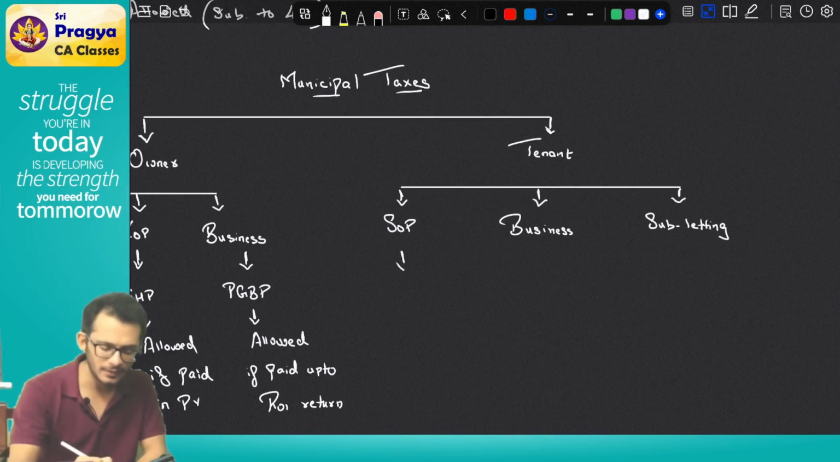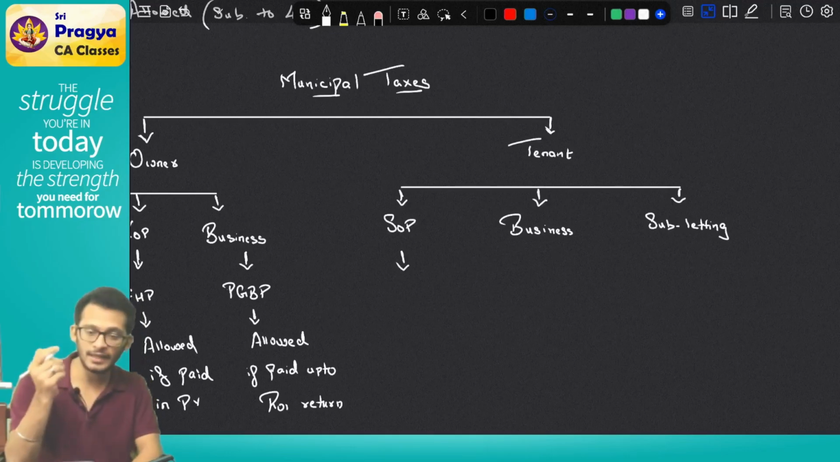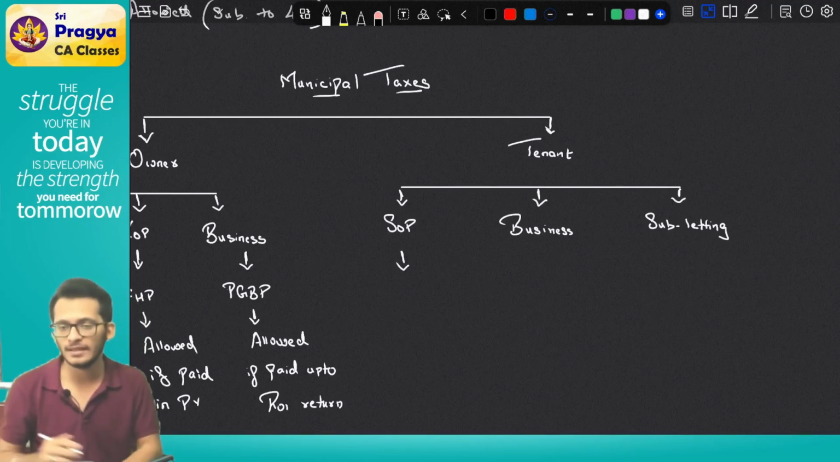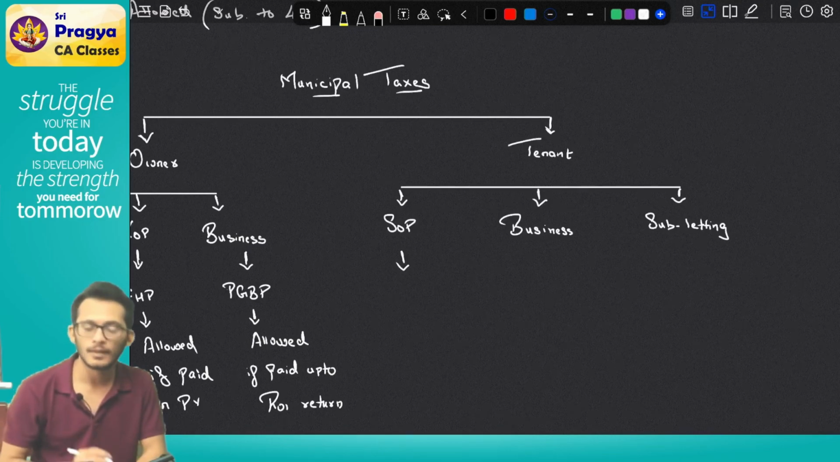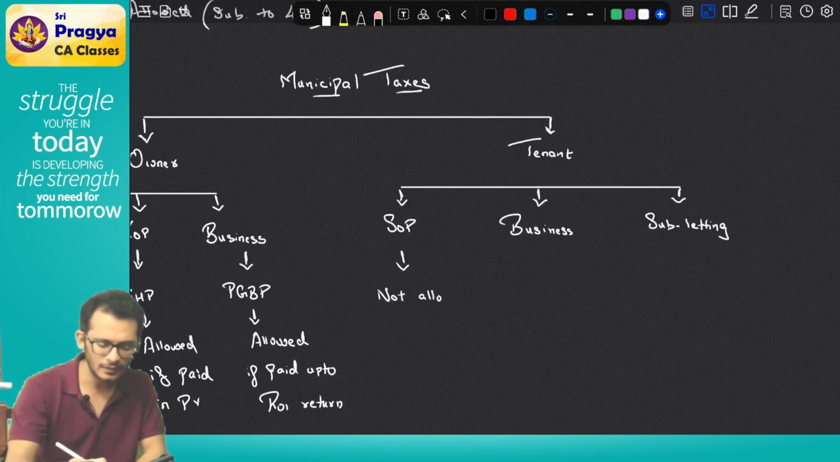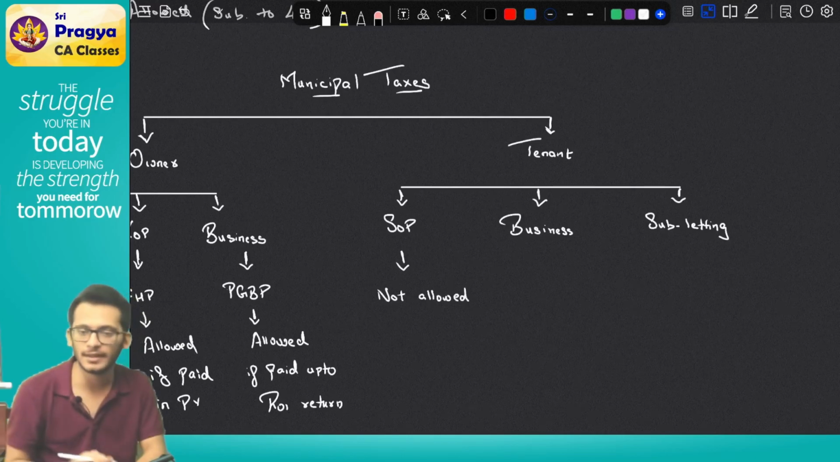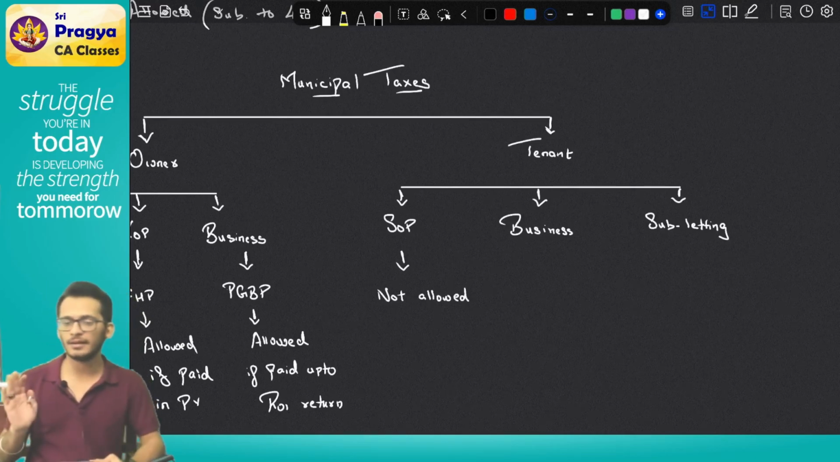SOP, what will happen? Hey Rahul, I am not the owner of the property. I have paid the money and I am using it for my self-occupation. Allowed? Not allowed. Not allowed. Why Rahul? Because you are neither under IFHP, nor under PGBP.